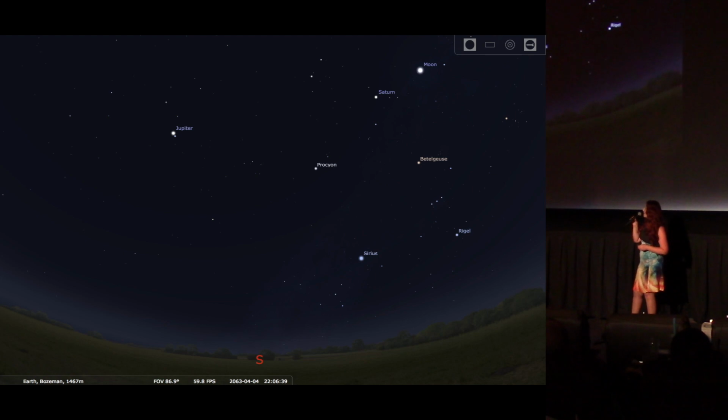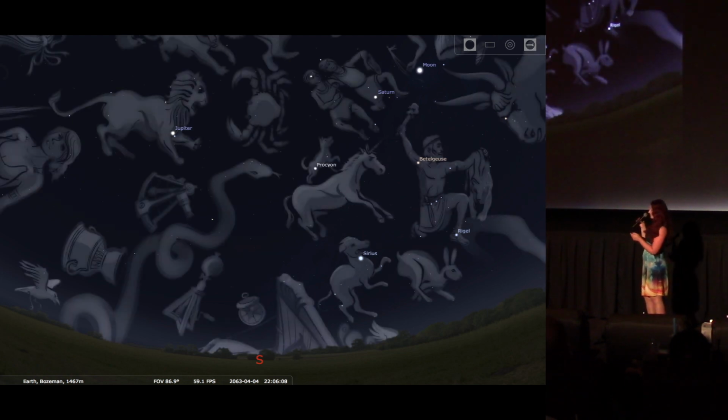Here's the night sky from Montana on April the 4th, 2063. For those of you who don't recognize constellations, here's some fancy artwork. You can make out Leo, the lion up here. I only recognize the question mark bit. I don't know the back end of the lion.